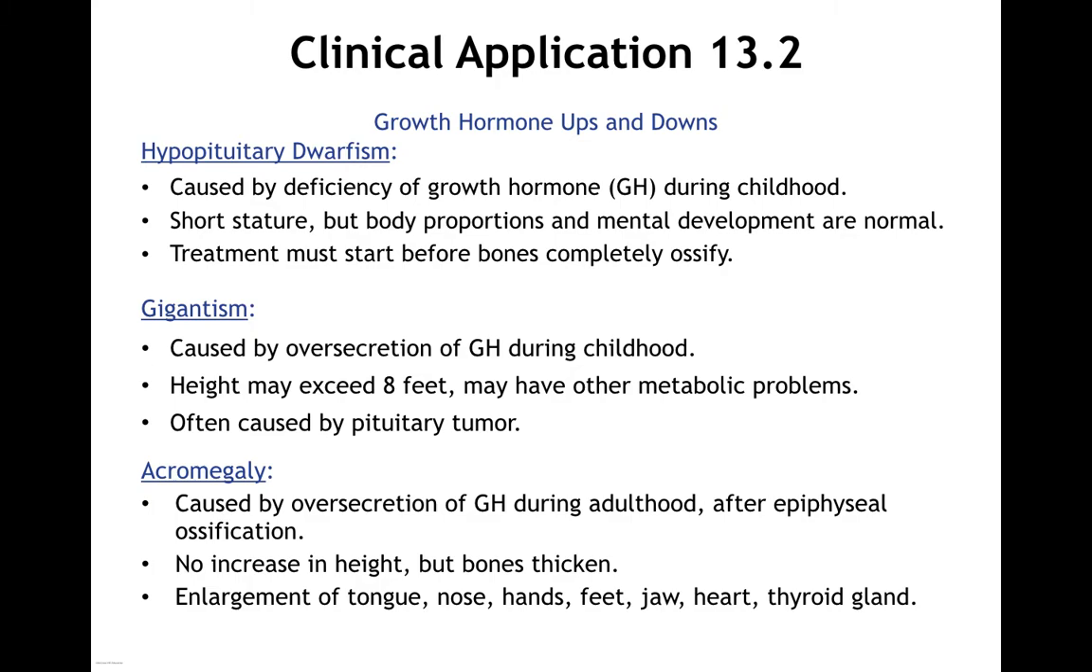And then acromegaly is caused by oversecretion of growth hormone, but it happens during adulthood after the epiphyseal plates have ossified. So you don't get any increase in height that way, but you do get thicker bones, and you get enlargement of other things like the tongue, nose, hands, feet, jaw, heart, and thyroid gland.